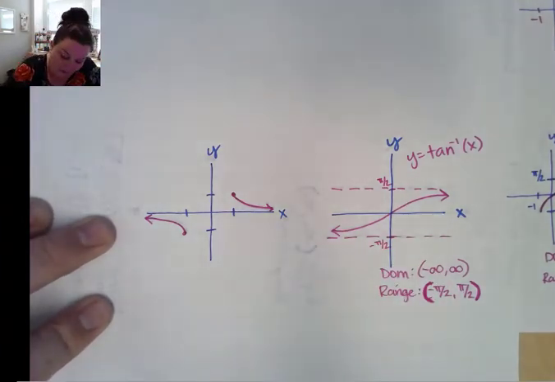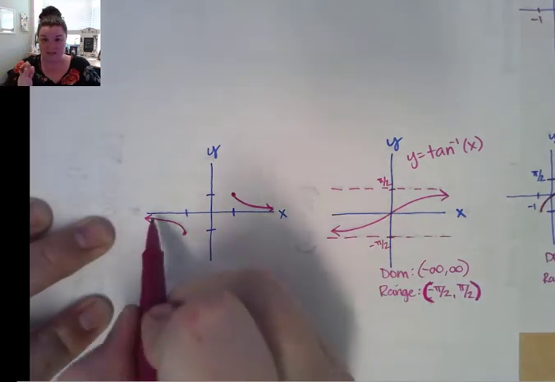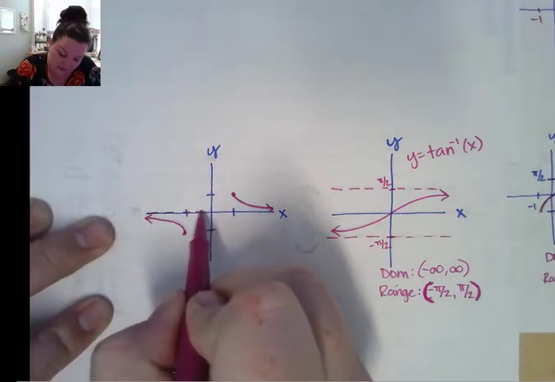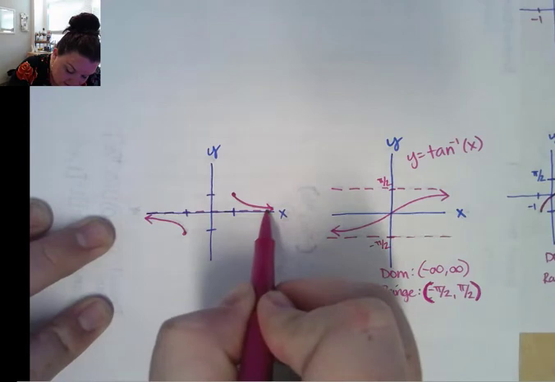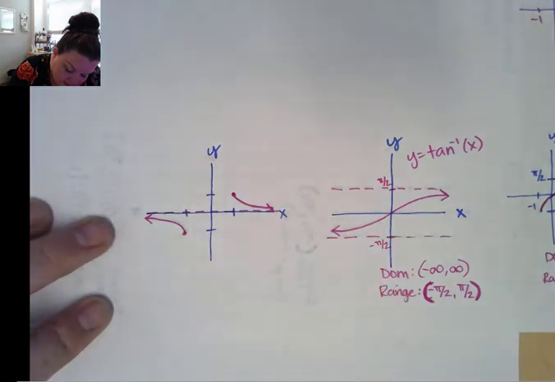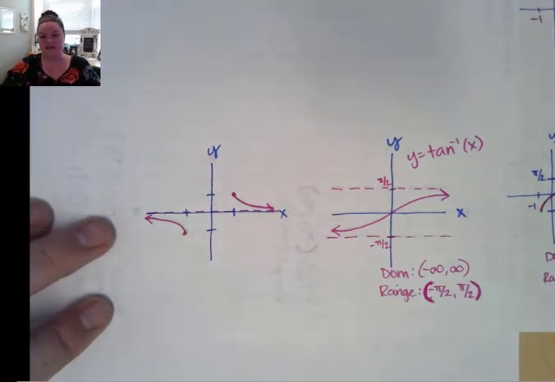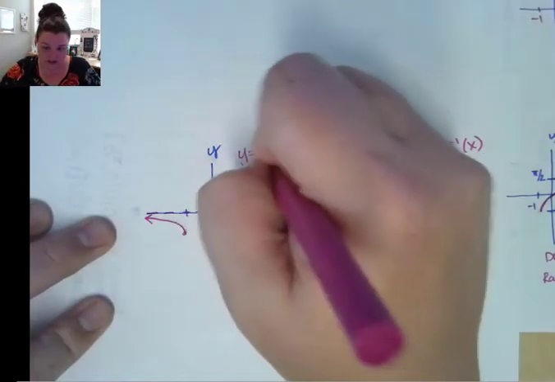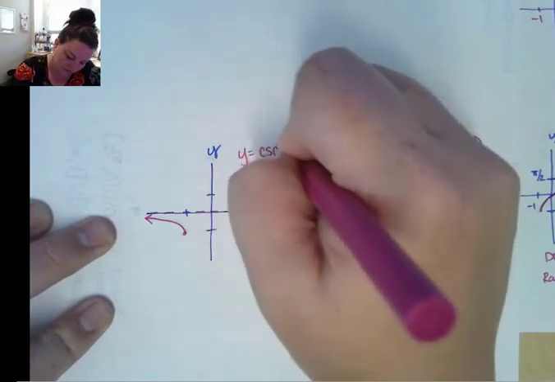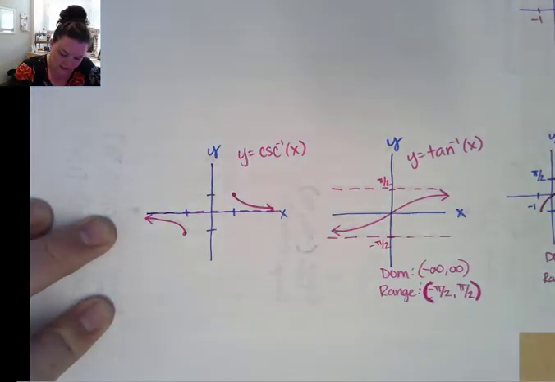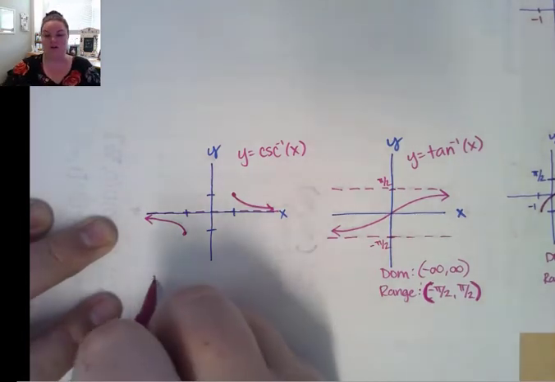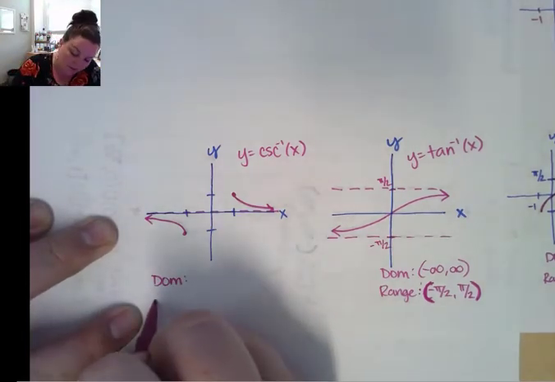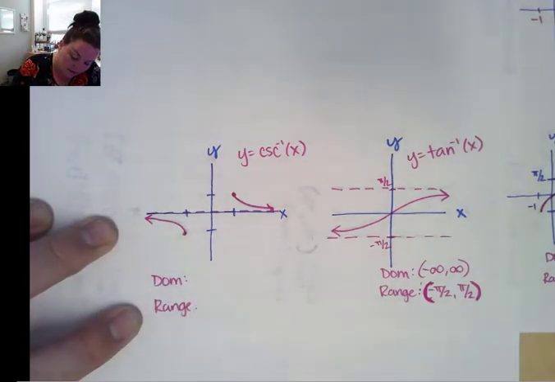And remember, the y-axis was an asymptote. So when I invert this, now my x-axis is an asymptote. So I'm going to go ahead and just draw that on top of the x-axis so that we can see it there. Okay. So remember, this was our cosecant function. So what we just found is our cosecant inverse function. So I want to go ahead and list my domain and my range.